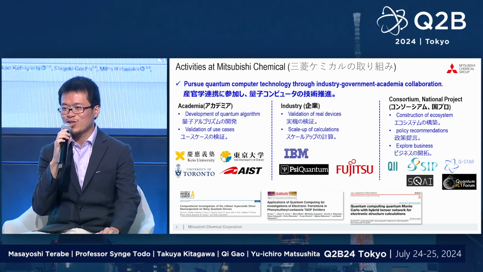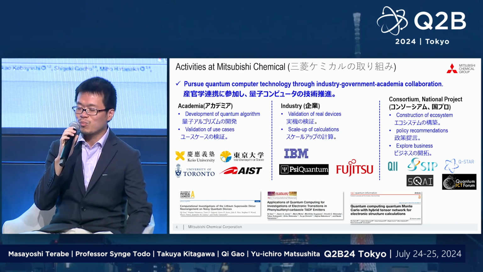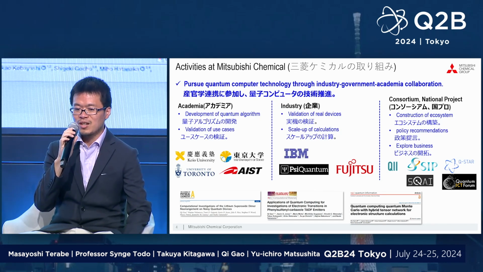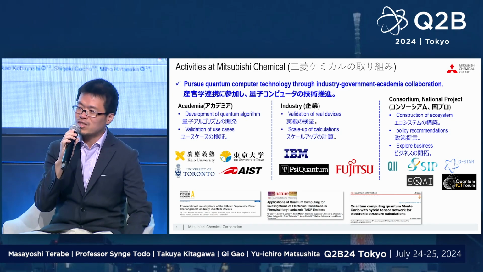We have a wide range of joint partnerships, including academia, industry, and government organizations. In academia, Keio University is one university, along with University of Tokyo, University of Toronto, as well as AIST. They are all research partners. For private companies, we have IBM. We do use the quantum computer for our research. Currently, we are utilizing a domestic quantum computer produced by Fujitsu.